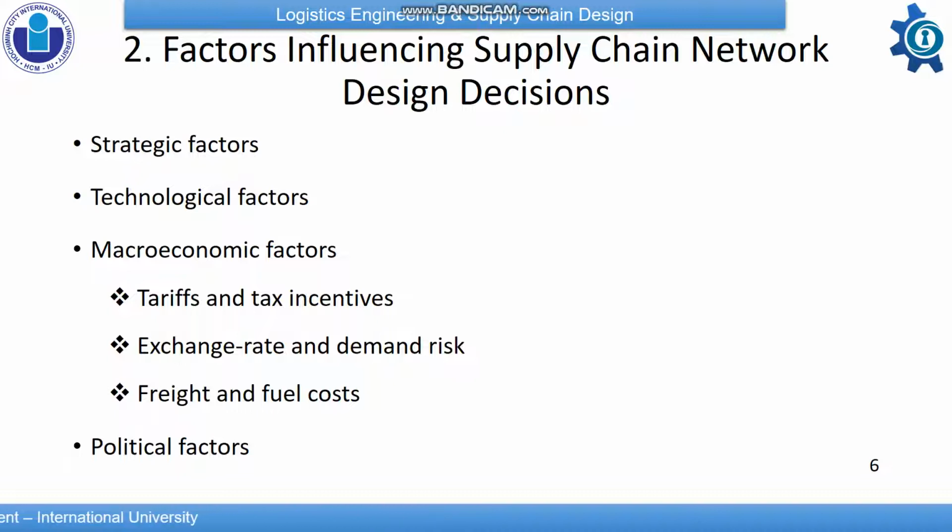So high tariffs will lead to more production locations within a supply chain network, with each location having a lower allocated capacity.